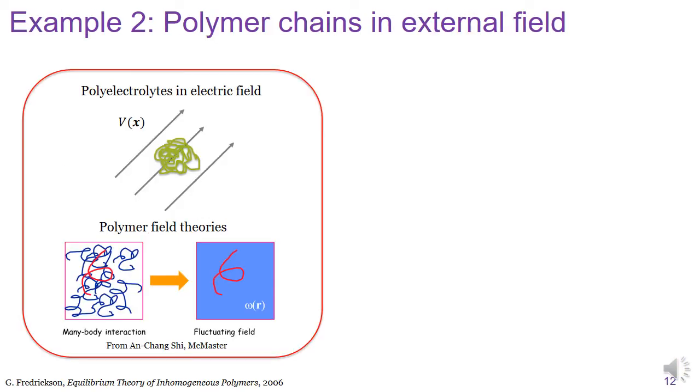Now let's look at how we realize different problems. The second example we're trying to demonstrate is a single polymer chain in an external field. It has been a fundamental research topic for different applications. For instance, polyelectrolytes in an electric field, or polymer field theories, where the multi-body interaction of the polymer can be approximated by a single polymer chain in a fluctuating field.